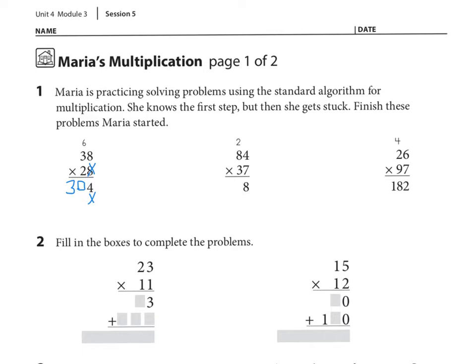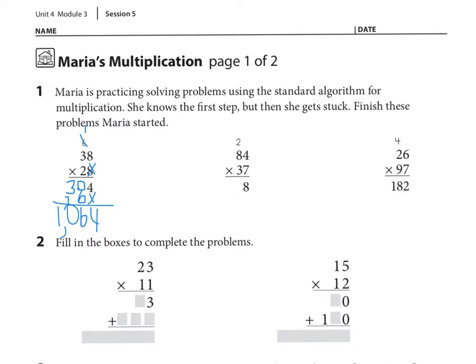2 times 8 is 16. So we record the 6 in the ones place, carry the 1 up top. 2 times 3 is 6, plus 1 is 7. And we add. We have 4, 6, 7 plus 3 is 10, so our answer is 1064. Let's look at the next one.